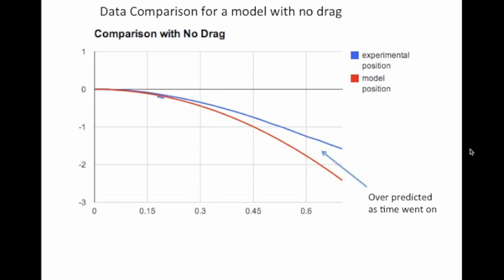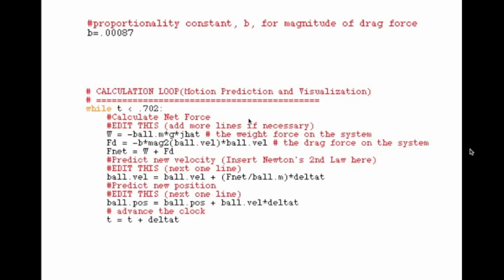For the first 0.3 seconds, the prediction is accurate. However, after this, the model overpredicts the position of the paper. This can be corrected by adding drag into the equation. Drag force is now added to the new Python code. The b value was calculated by matching the final positions of the experimental and the model data. For the crumpled paper in the experiment, the b value is 0.00087.